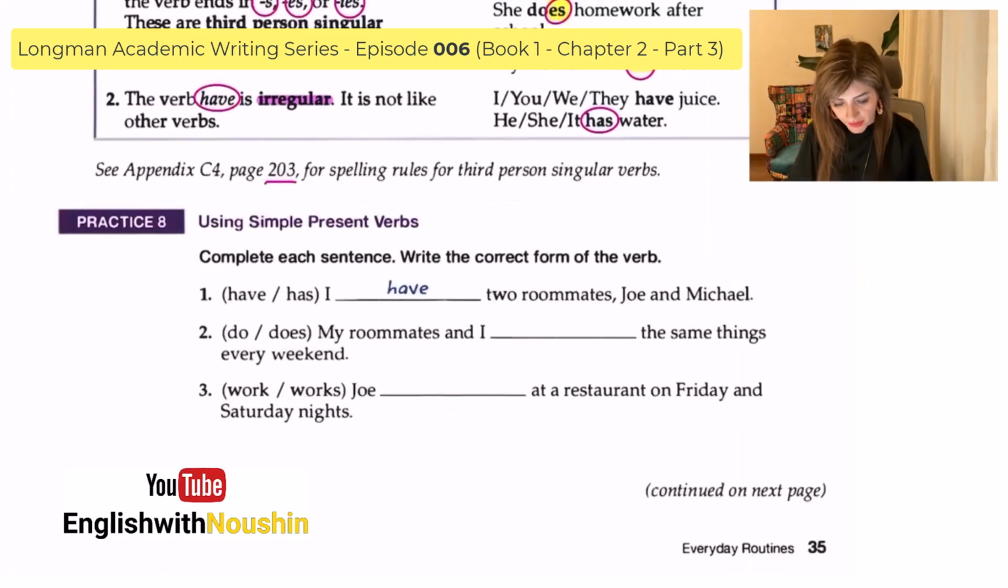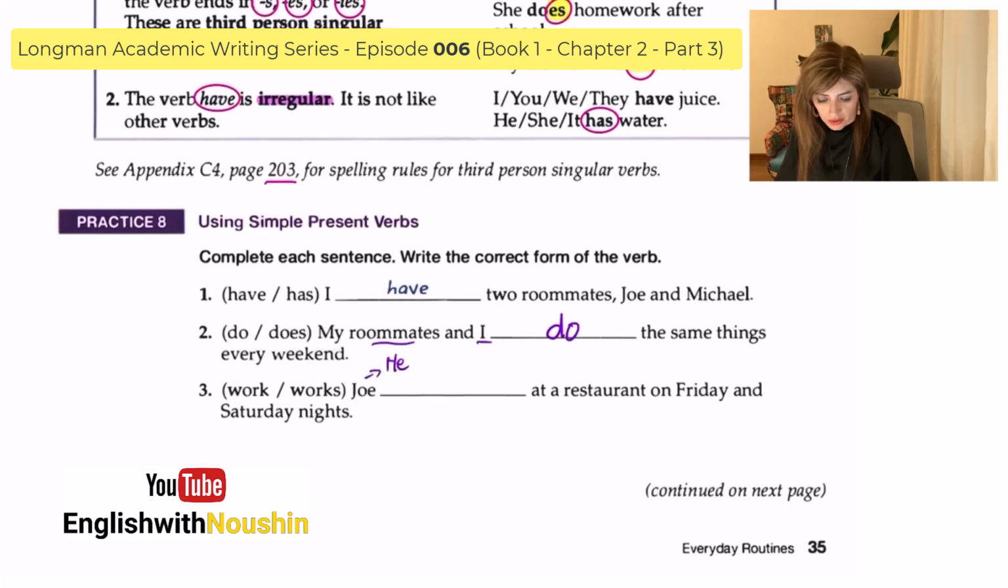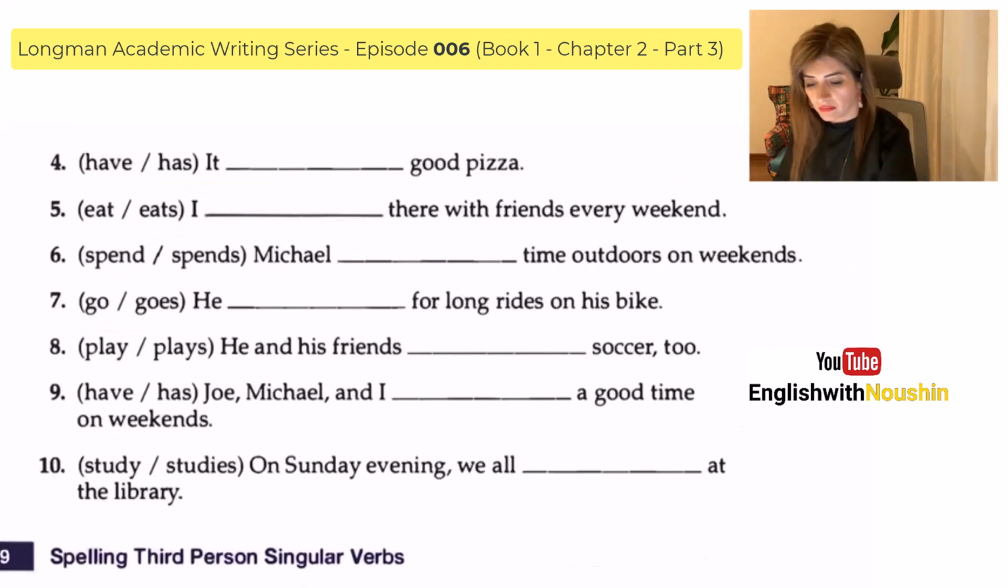So, I have two roommates, Joe and Michael. My roommates and I, it's more than one person, it's two people. It's like we. So it should be simple. My roommates and I do the same things every weekend. Joe is like he, so it works at a restaurant on Friday and Saturday. Remember, these are the only ones. Let's go. It has.